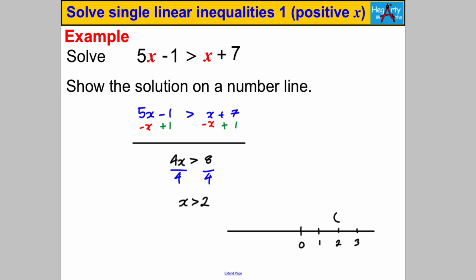And just draw a circle over 2. You don't colour it in because it's strictly bigger than 2, but you draw an arrow to the right because we want all numbers bigger than 2. And there we go, we have solved this question.